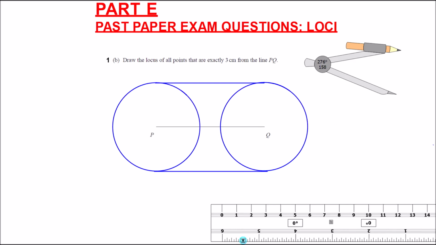So having done that, we are nearly done, but not quite done. What we need to do is get rid of these lines in the inside of this running track sort of shape. We need to get rid of these bits of the circles. And the way we're going to do that is just to use our rubber and just to erase them. So we're just going to rub off these points here.